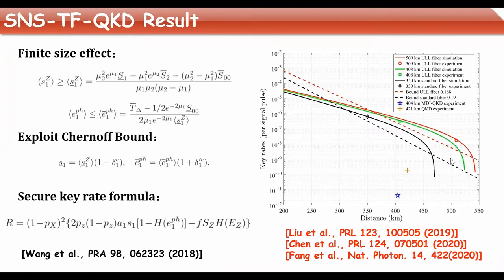Here, one very important thing is this black line. The black line is called the repeaterless distance limit, or the PLOB bound, which means, without a repeater, there is a limit on your communication rate as the distance increases. This is not only for QKD, it's for optical communication. You can see that TF-QKD can beat the PLOB bound well. That's the experiment. If you're interested, I would suggest you read this 2020 paper in PRL.